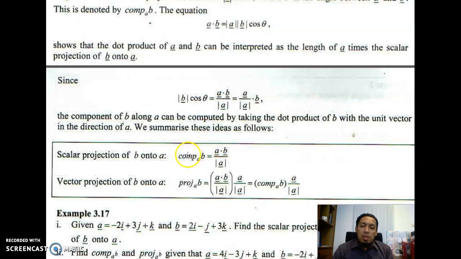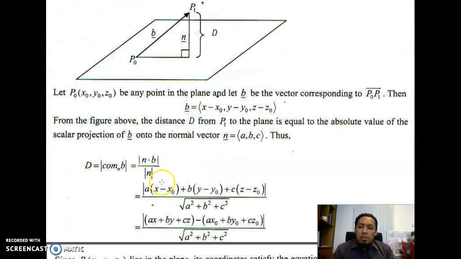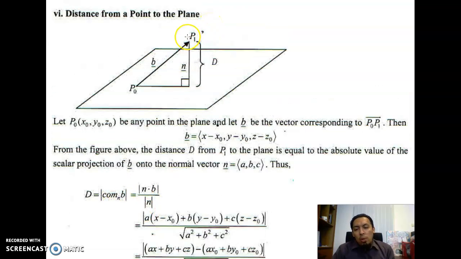For the component of B onto A, you have the dot product of A and B over the magnitude of A. We are going to apply the same formula. We are going to look for the projection of B on N. So the length of the projection of B on N is the dot product of N and B over the length of N.